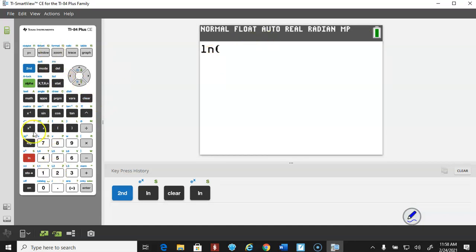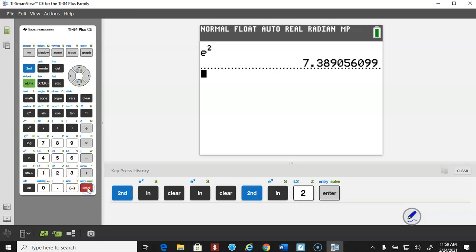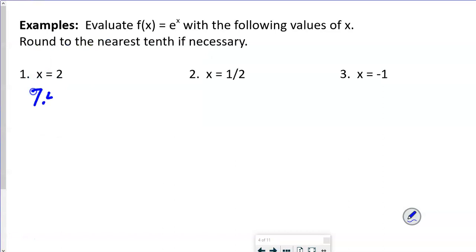So for our first one, we're going to clear this out and do second ln, which is e, to the second power. We're going to put that in the calculator and then push enter. It says do it to the 10th, which remember the 10th is 1 decimal place. So it's going to be 7.4. Go ahead and do the rest of these and then come back to me when you're done. So this one was 7.4, this one was 1.6, and this one was 0.4.